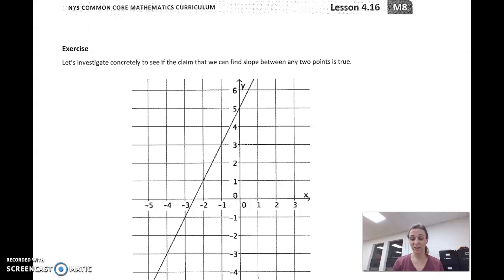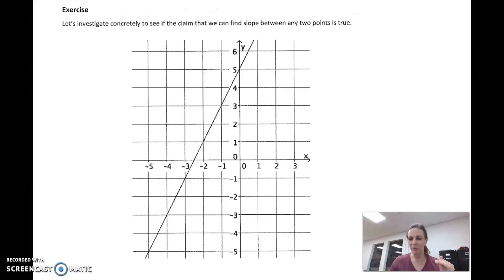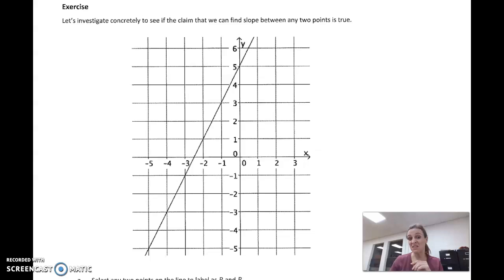Okay, so we have a couple ways of figuring out slope. We have rise over run. That's one way when we have a graph. And we also have our slope formula. But you've heard me say a few times that it doesn't matter what order you pick the points in. Let's investigate to see if the order matters.